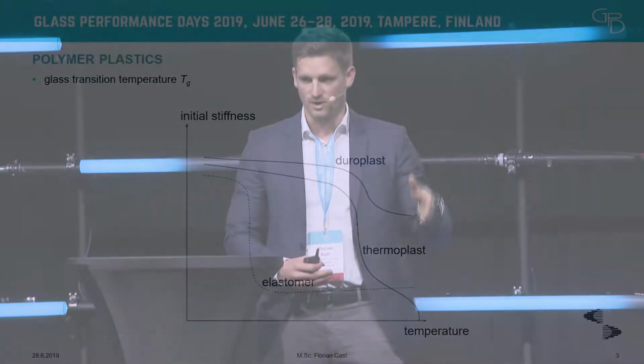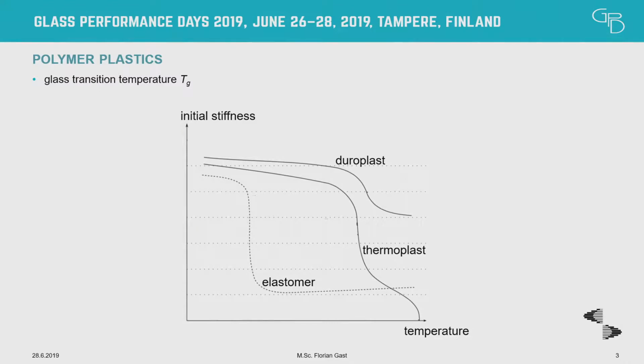And what I want to show with this slide is that elastomers have this stiffness drop at a very low temperature, which is very nice for applications in civil engineering, because you have a huge range of temperature where you can use the material, and the stiffness is not varying and not dropping that much, so you can work with it very well.